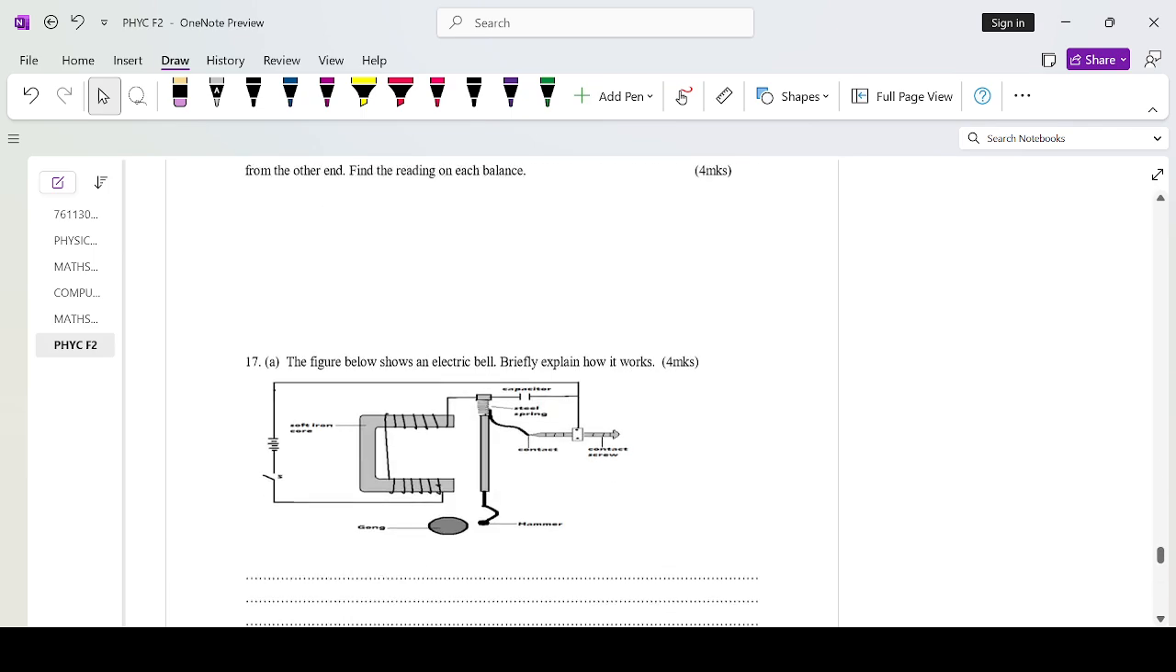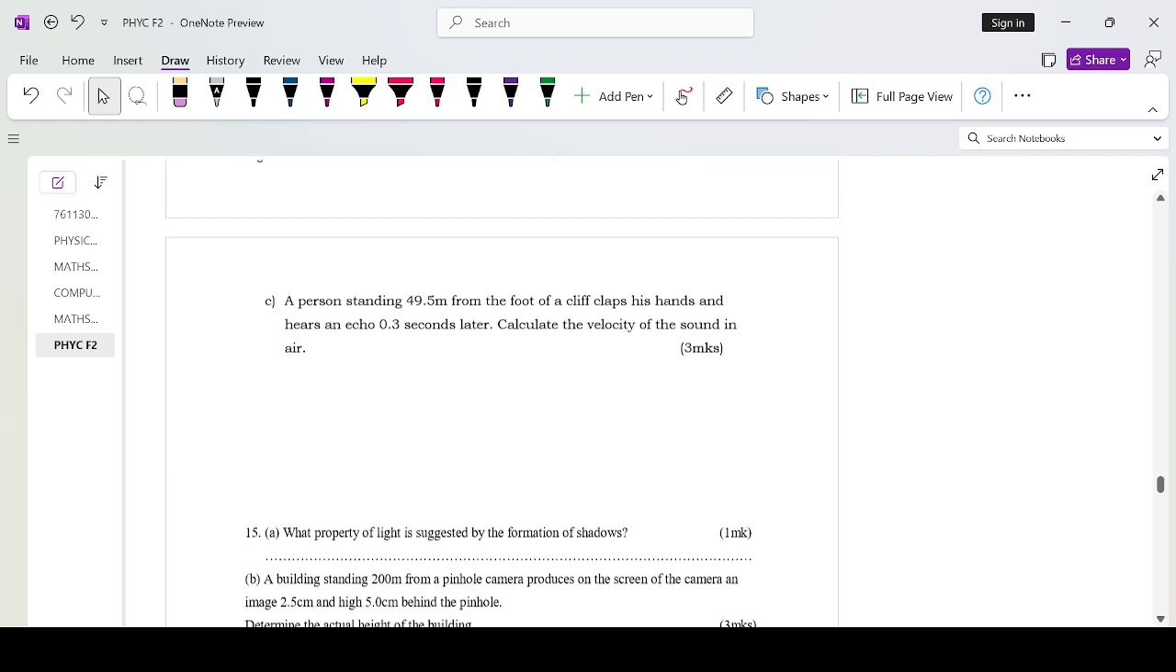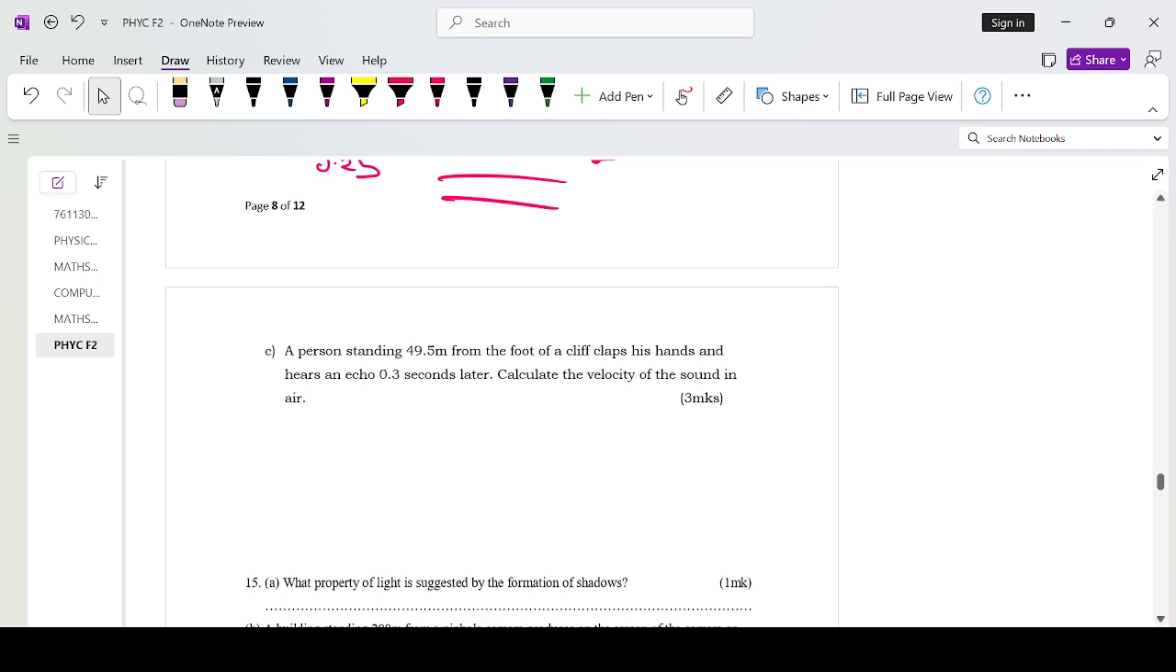Let me see. We have a lot. So I need to up my speed. A person standing 49.5 meters from the foot of a cliff claps his hands and hears an echo 0.3 seconds later. Calculate the velocity. So you know this is sound. If I have a person here, if this is my person, then I have a cliff. This is maybe a cliff. So this person claps hand. The sound has to move this distance.